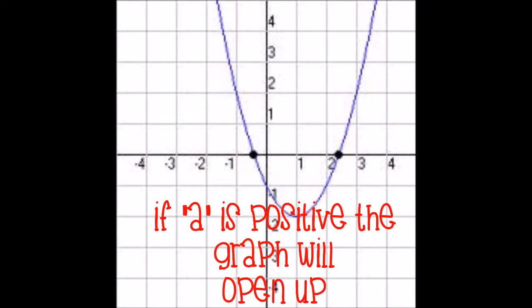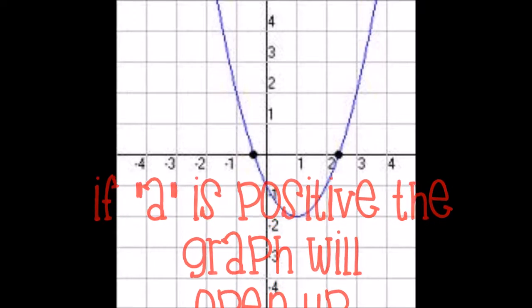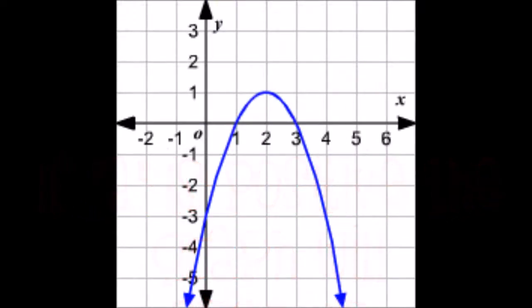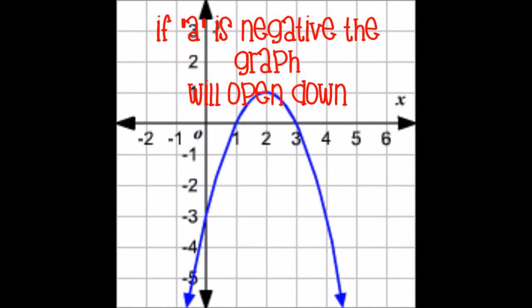If a is positive, the graph will open up. But if a is negative, the graph will open down.